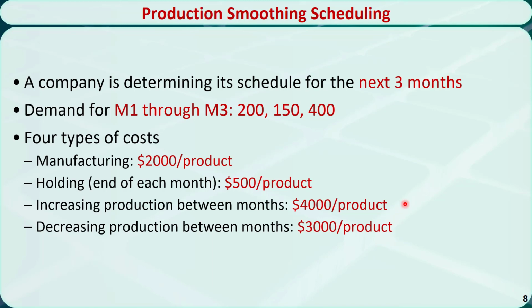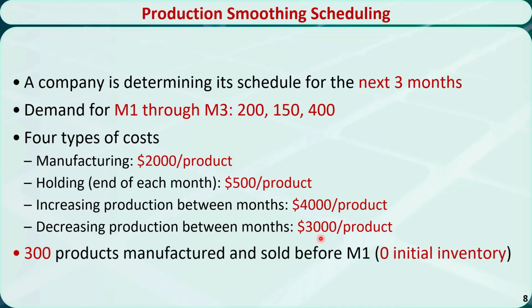If they increase production, they need to hire more people and train them to operate the machines. There will be an extra $4,000 involved for each unit of increased production. If they decrease production, they need to release some people and it may hurt the morale. There will be an extra $3,000 involved for each unit of decreased production. 300 products were manufactured and they were all sold before month 1 started, so there was no inventory at the beginning. The company wants to minimize the total cost during the 3 months.